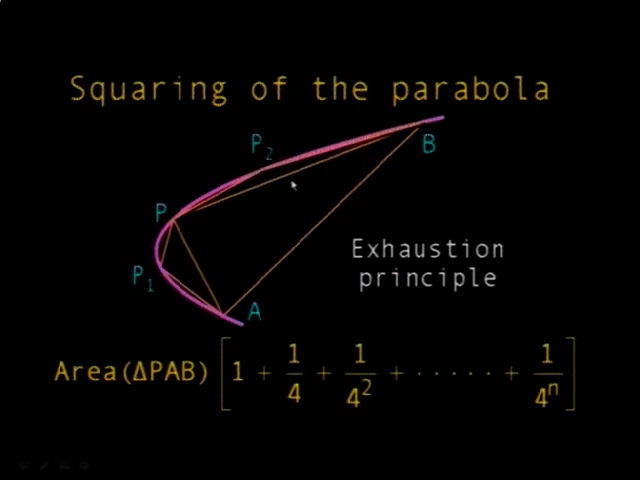And each time he constructs a new set of triangles, the sum of the new ones is equal to 1/4 of the previous one, so you get here 1/4 squared, etc. And he knows well that the sum of this is called a geometric series, the sum of which approaches 4/3. So the area inside the parabola becomes equal to 4/3 the area of the first triangle PAB.